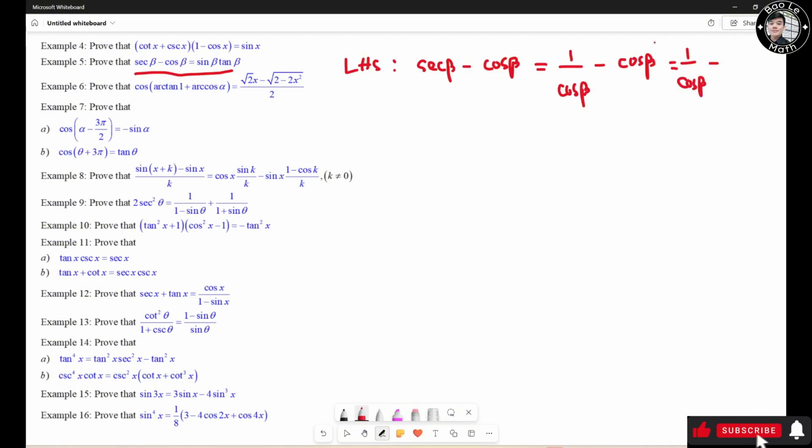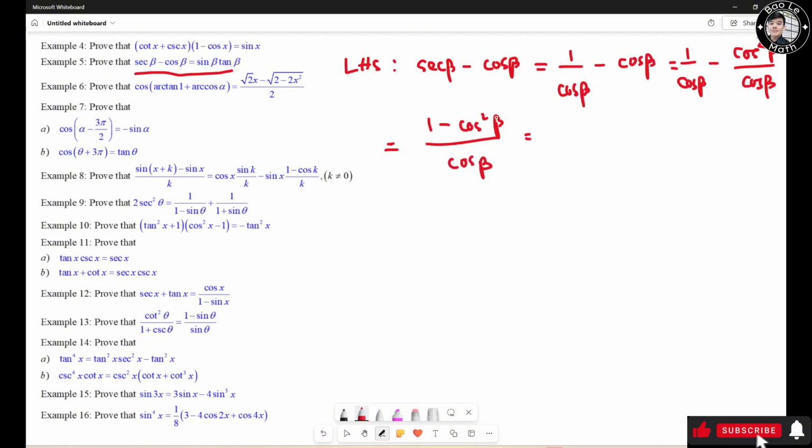I multiply the top and bottom by cosine beta, right? So it's going to be cosine square beta over cosine of beta, right? Now, since these have the same denominator, I just combine them. So it can be 1 minus cosine square over cosine beta, right?